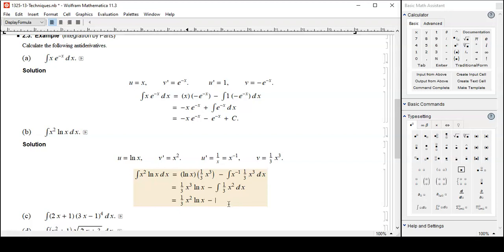What's the antiderivative here? 1/3 was there before. I have to add 1 to the power, and I need another 1/3. So eventually I get 1/9. That completes the problem.